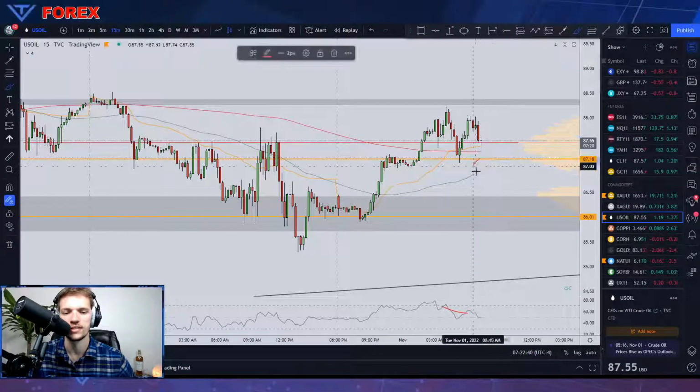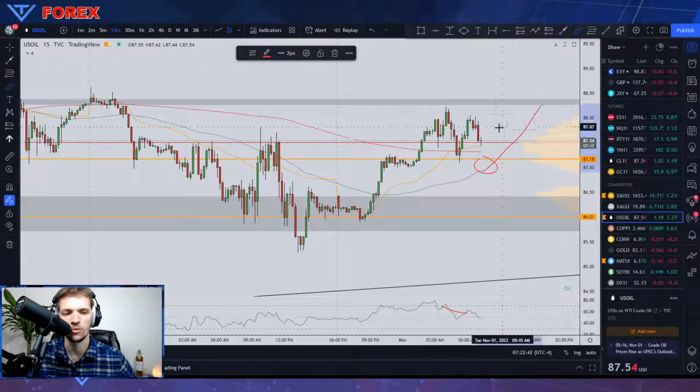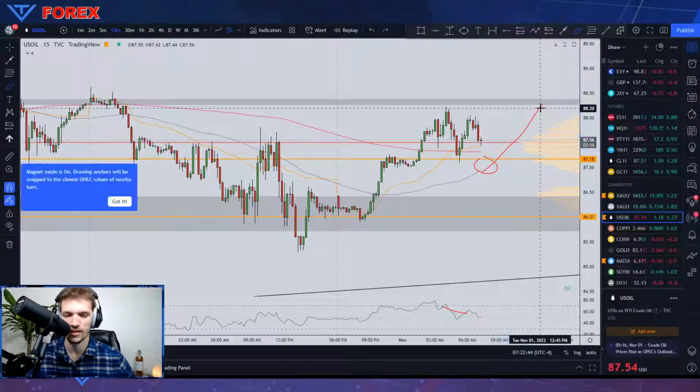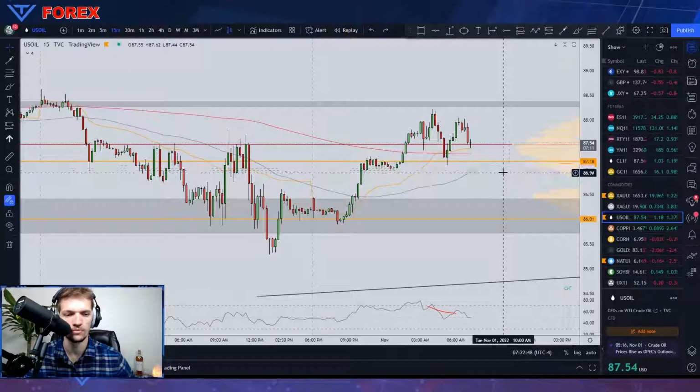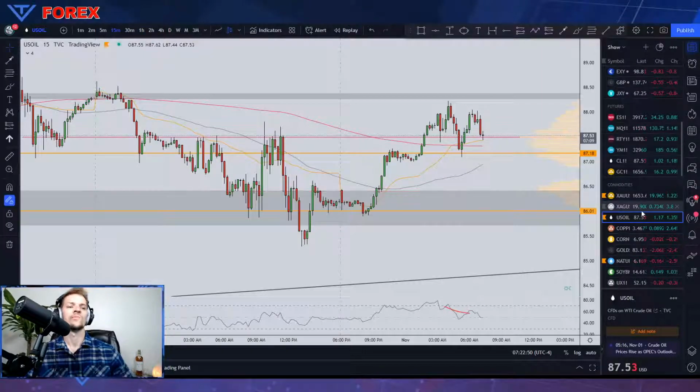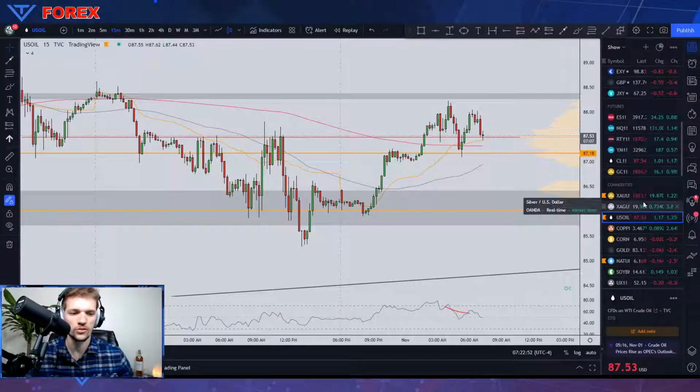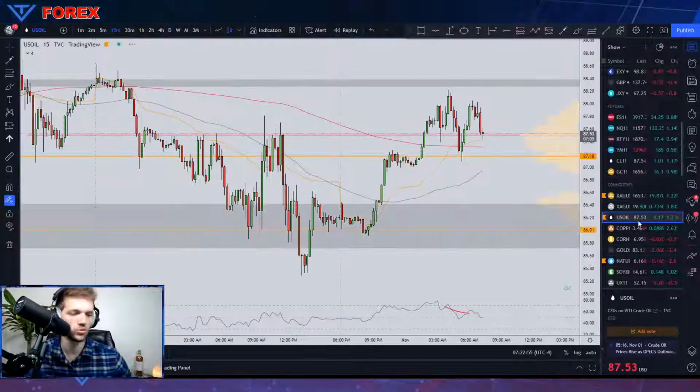We have the 66 curling up and going to create some support, and then we could potentially bounce off that and rally. So going to look for an 87 retest for longs on oil. So far, oil's looking the most attractive today for potential moves.